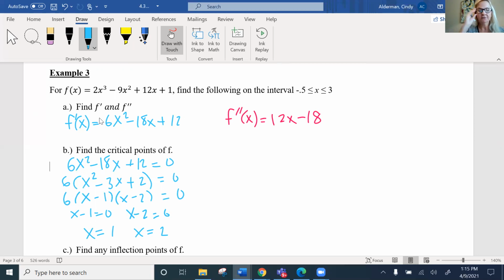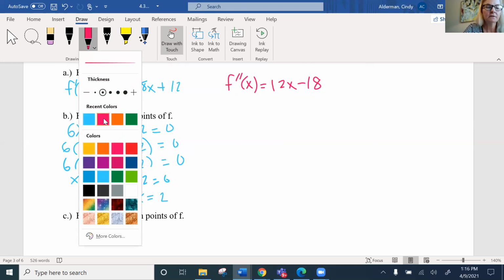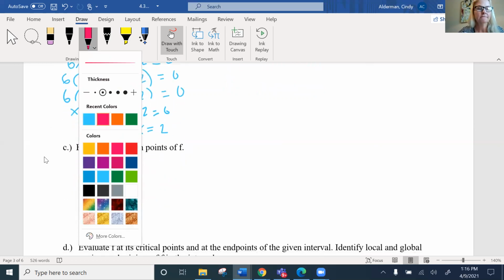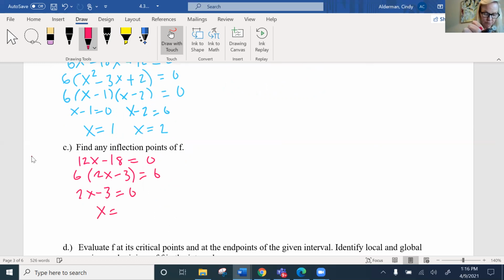Now we're going to find inflection points, and we learned this from section 4.2, that's when we set the second derivative equal to 0 and solve. So 12x minus 18 equals 0. Factor the 6 out, what do we get? 2x minus 3. So 2x minus 3 equals 0. We'll get x is equal to 3 over 2. Or you could think about this as 1.5.